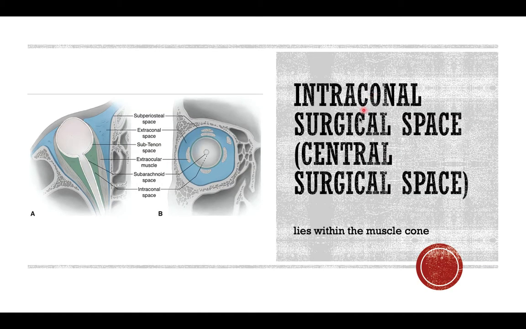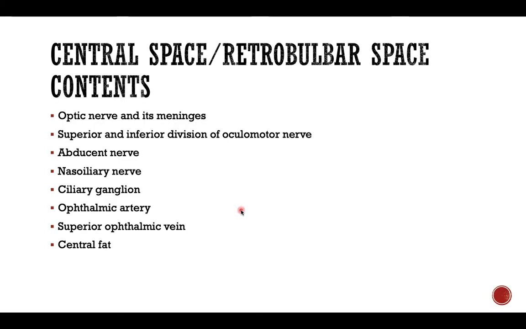Next we have the intraconal space. This is our intraconal space, the green one. It lies within the muscle cone. So the muscle cone and fascia, inside it is the intraconal space. What are the contents here? Normally what is present here is the optic nerve and its meninges, the superior and inferior division of the oculomotor nerve, abducens nerve, nasociliary nerve, ciliary ganglion, ophthalmic artery, superior ophthalmic vein and central fat.